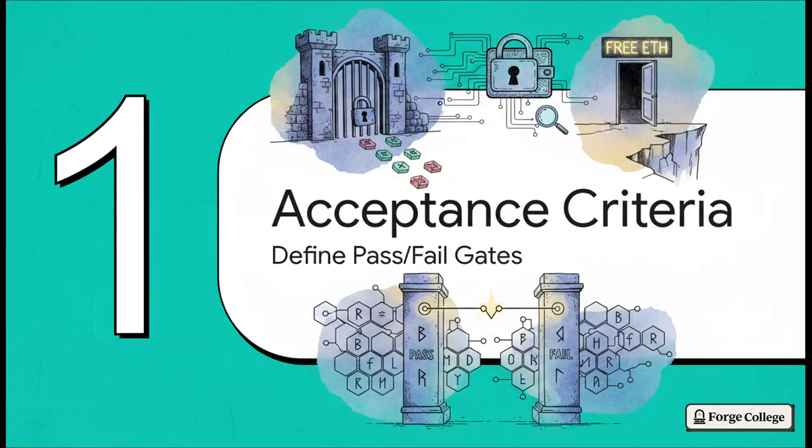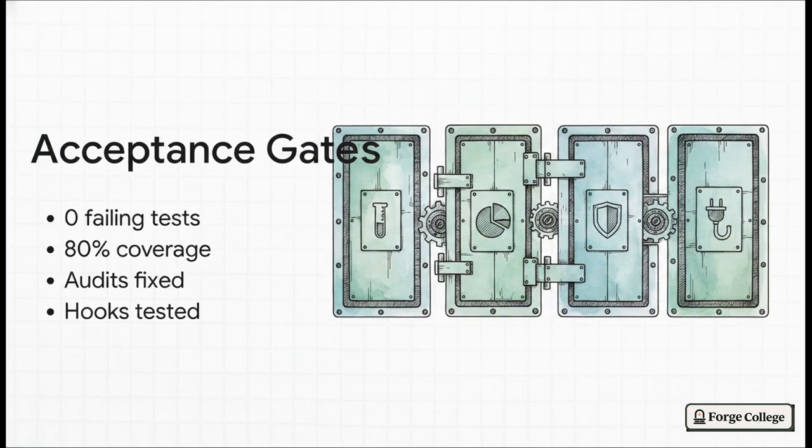Okay, Section 1, the acceptance criteria, or defining our pass and fail gates. Look, deploying an unaudited, untested smart wallet to mainnet, that's basically like leaving your front door wide open, heading out on a month-long vacation, and hanging a giant flashing neon sign on your porch that says free ETH. I mean, it's just a spectacularly bad idea. To stop us from doing something that catastrophic, we rely on objective deterministic rules that definitively tell us when our code is actually safe to ship.